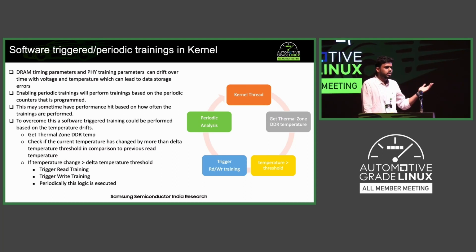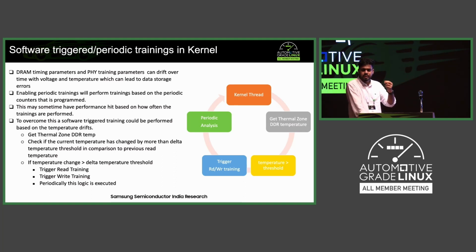And the periodic trainings will do all the steps of training. We have multiple steps in the training: a write training, a read training, then VREF training, DFE training. These are some internal trainings of DRAM which fine-tune the DRAM. All of these will happen periodically, but if we have a software-triggered training, we can overcome these issues. By our own means, we can trigger a training at a certain point.